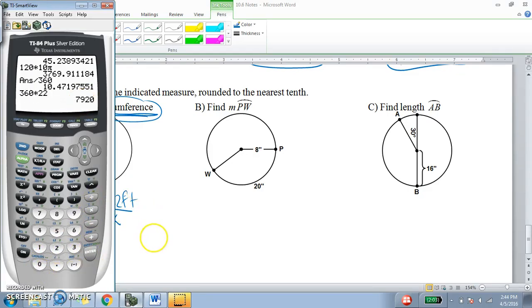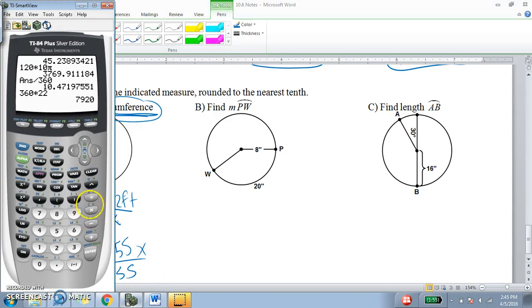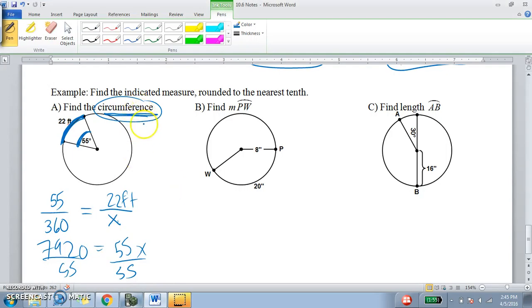gives me that number, 7920 equals 55 times x. So I have to divide by 55. Divide by 55. I get that the circumference is 144, and this is in feet.